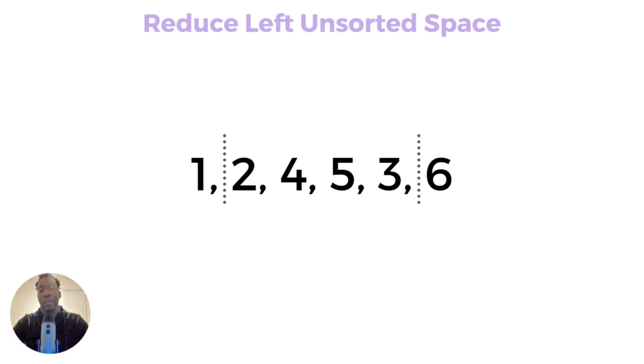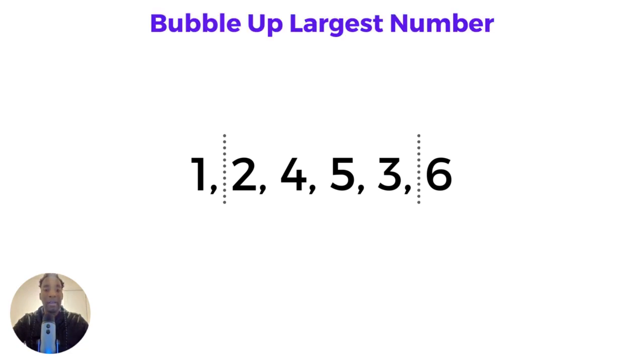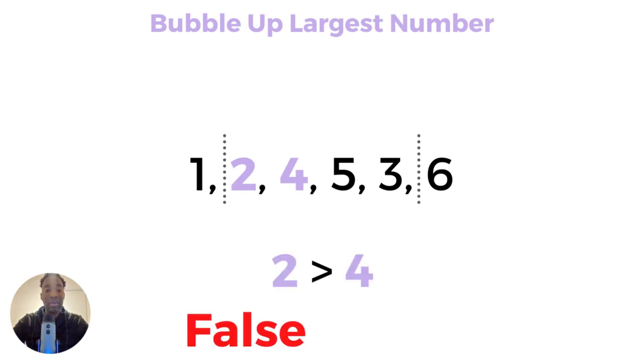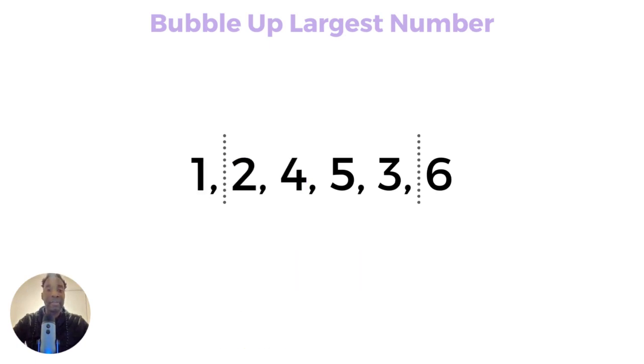So now we're going to be looking at all these numbers between the left and right wall. So we're going to start the process over again, and we're going to bubble up the largest number. So we're looking at the 2 and 4. Is 2 larger than 4? That is not true. Therefore, we don't do anything.